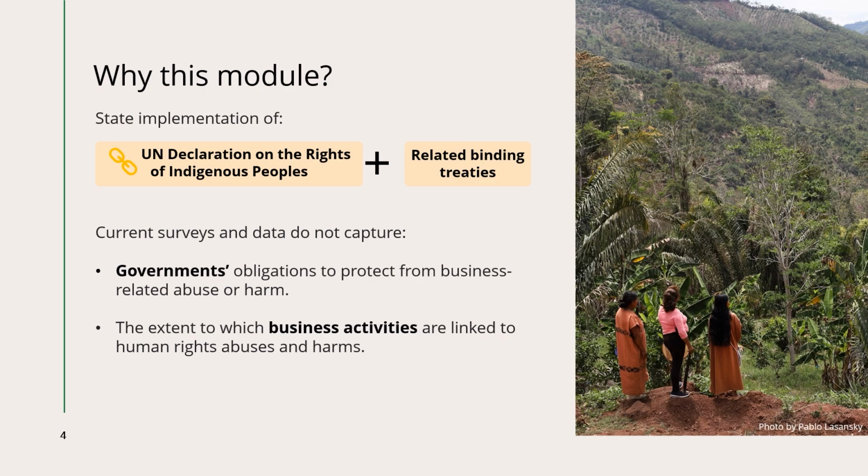However, the current Indigenous Navigator surveys and data do not systematically capture how governments are living up to their obligations to protect Indigenous peoples from business-related abuse or harm, or the extent to which business activities are linked to the human rights abuses and harms Indigenous peoples face. To address this gap, the Indigenous Navigator Initiative has developed a new module on human rights and environmental due diligence.